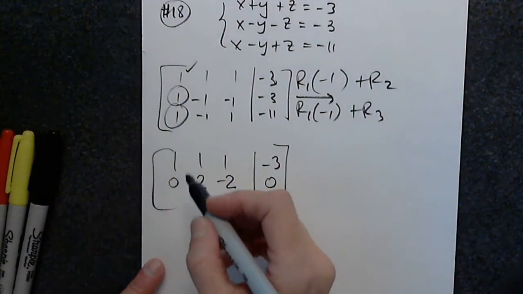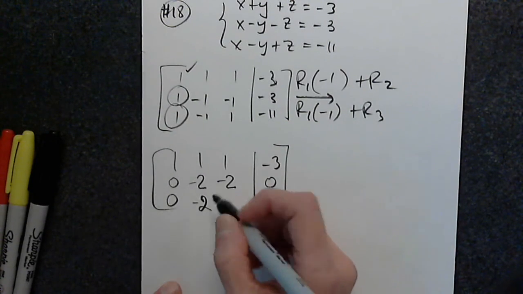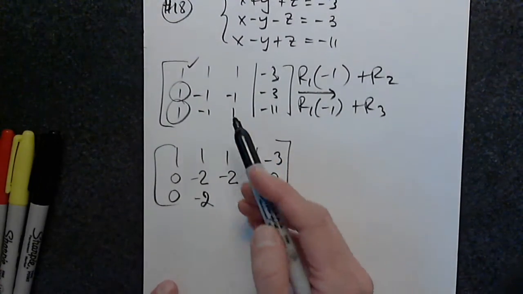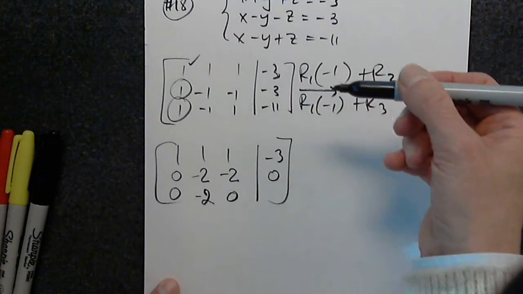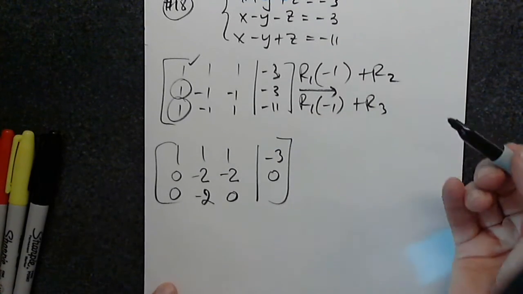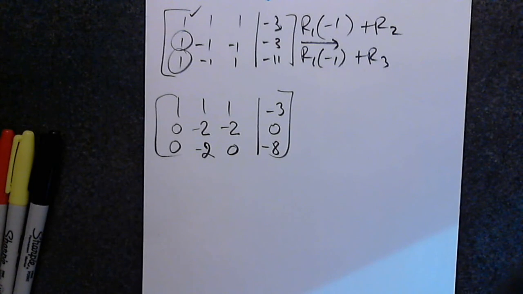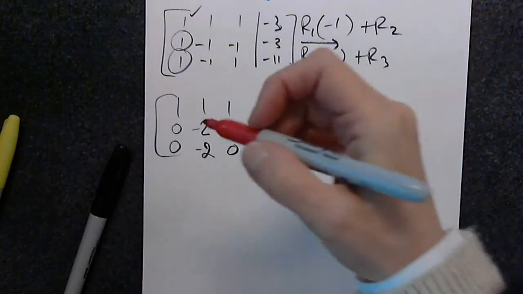1 times -1 plus 1 is 0. 1 times -1 minus 1 is -2. 1 times -1 plus 1 will be 0. And -3 times -1 will be +3. But -11 plus 3 will be -8. So the first column is done.